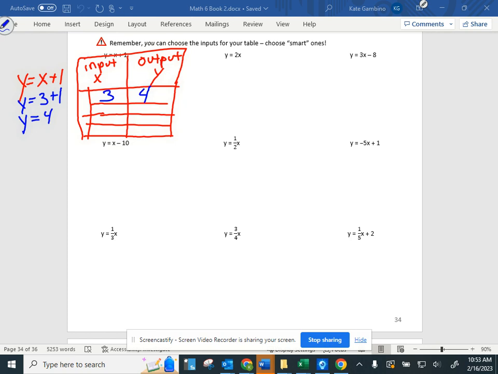What other number should I use, Jillian? 1. So Y equals 1 plus 1, because I put the 1 in for the X, and I get 1. I always have to add 1 to that X. So what is Y if X is 1? 2. 3.